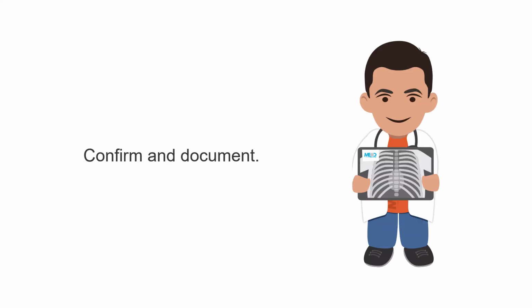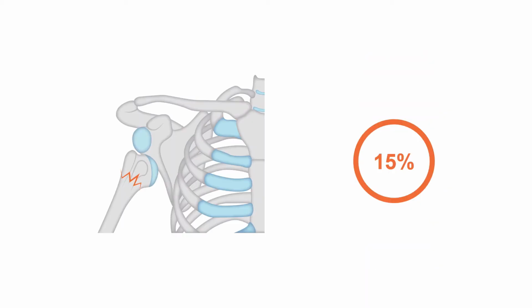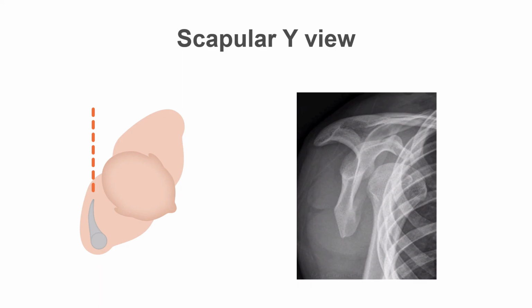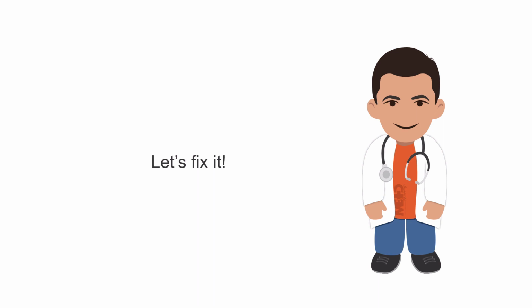Unless this is a recurrent dislocation with a minor mechanism, you'll need to get an X-ray to both confirm your diagnosis and document any pre-reduction fractures. About 15% of the time, there may be an associated fracture. This is not going to be a subtle X-ray. The anterior-posterior X-ray will be the best way to see if there's a dislocation or fracture. The scapular Y view will show if the humeral head is in the glenoid fossa, in case the AP view is not obvious. Now that you know how to diagnose an anterior shoulder dislocation, let's talk about how to fix it.